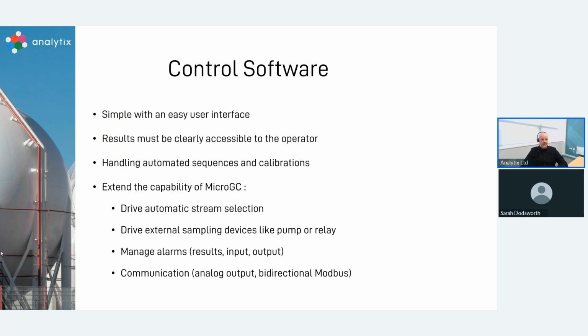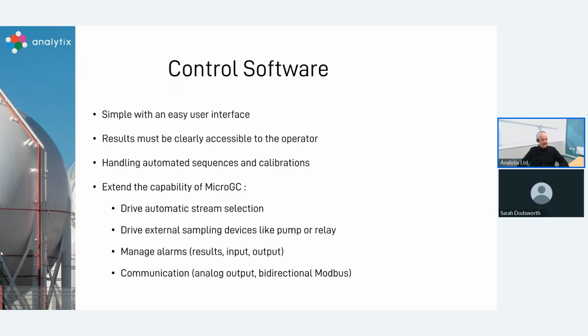So things like the stream selectors, external sampling devices, handling all of this data and communication that it generates from its system. So there are a few options that we've got available for software. Agilent obviously supply OpenLab, which is more of a general package. It's not dedicated for the micro GC. So we tend to opt for really either one or two platforms for the software.